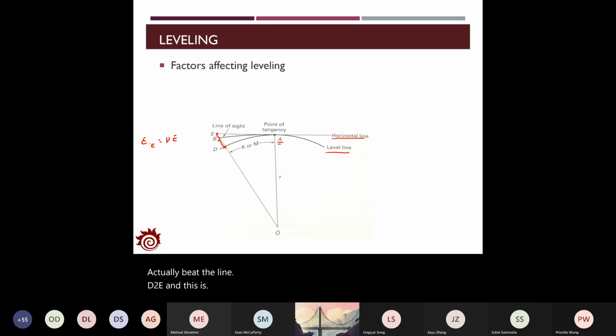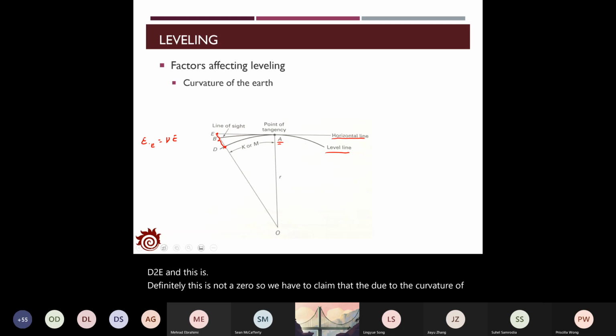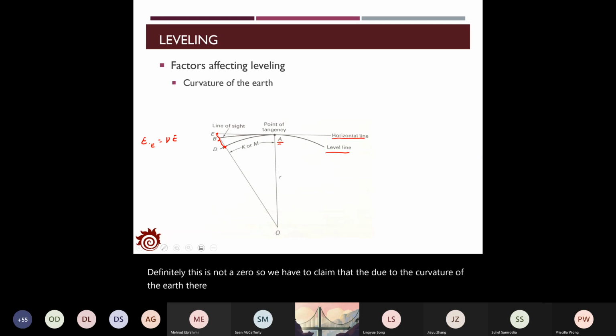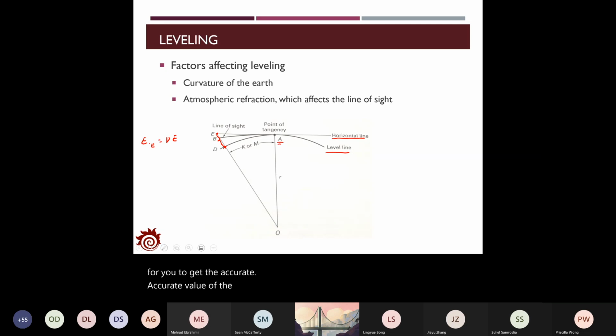So we have to claim that due to the curvature of the Earth, there must be some errors for the elevation, for the vertical distance measurement, and we have to put this one in consideration for you to get the accurate value of the elevation.